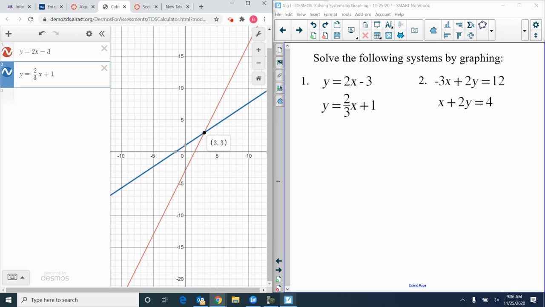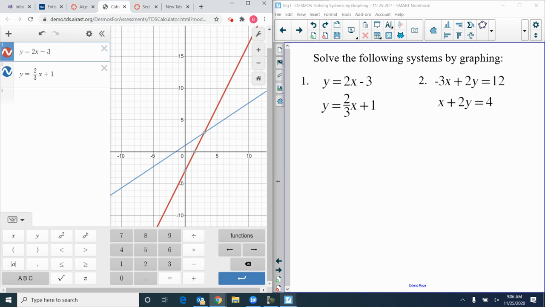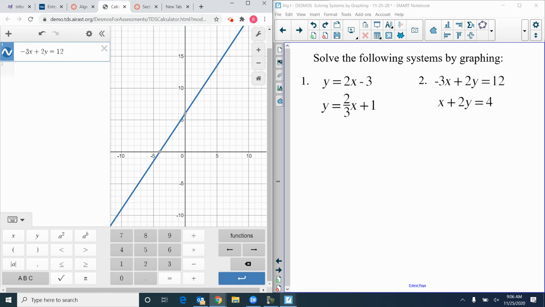Now the second one is negative 3x plus 2y equals 12. What did you have to do in order to graph it? You had to get y by itself, didn't you? You don't have to on this one, which is kind of nice. So I can type in negative 3x plus 2y equals 12, and it'll graph it.